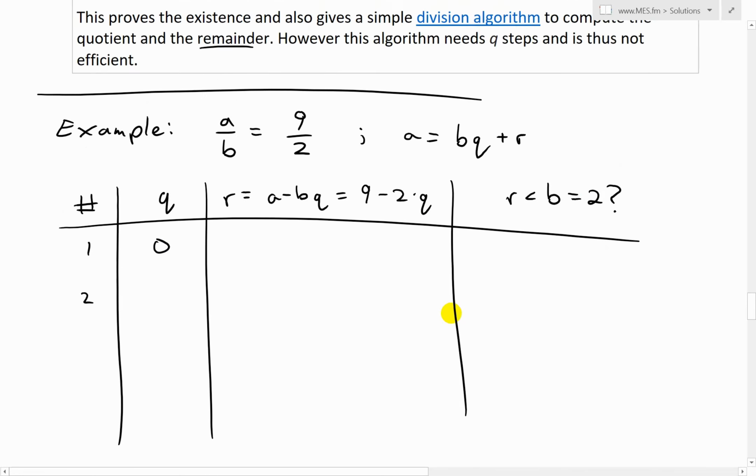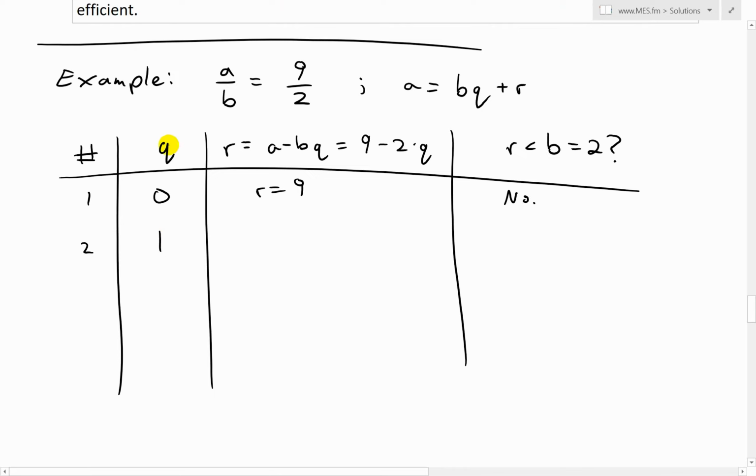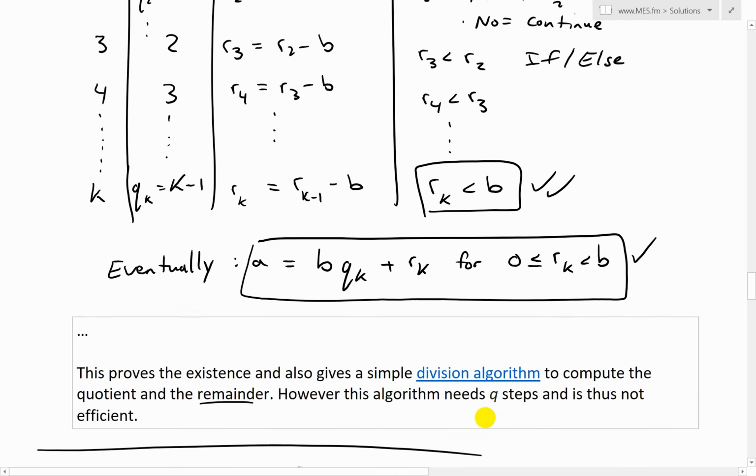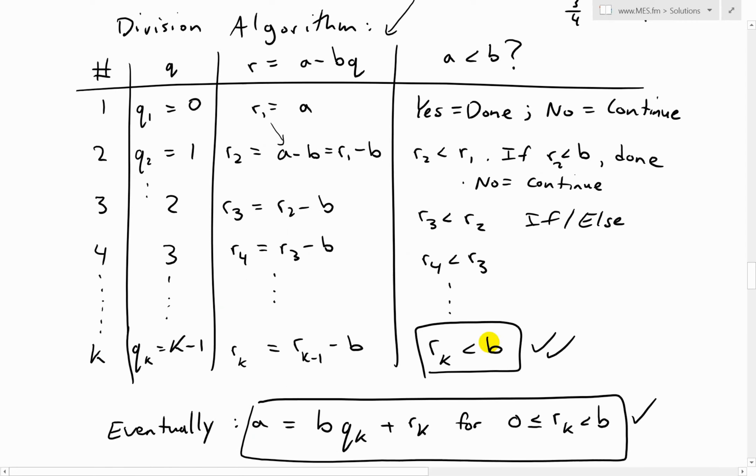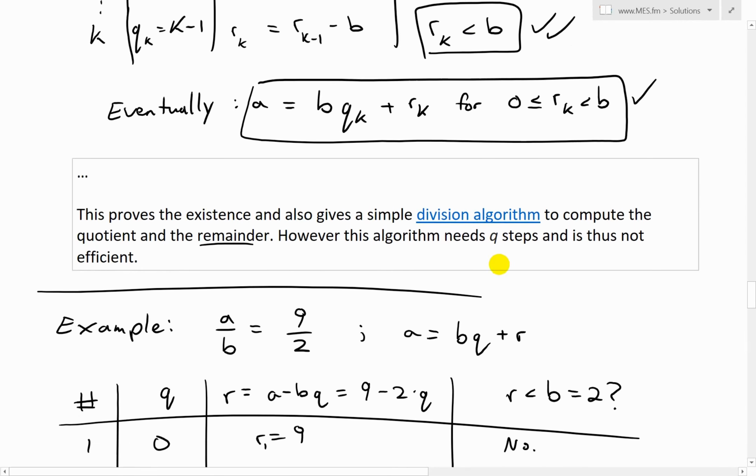So what we have here is r in this case is equal to 9 minus 0, r equals 9 here, and then is r less than b? No. So we continue to the next one. So we just add 1 to q, because remember, just integer values, and this is always going to be q, and r is going to be positive for this case. So r is equal to 9 minus 2 times 1, so this is r1, so r2 is going to equal, as I showed above, r the previous one, r(k minus 1), minus b.